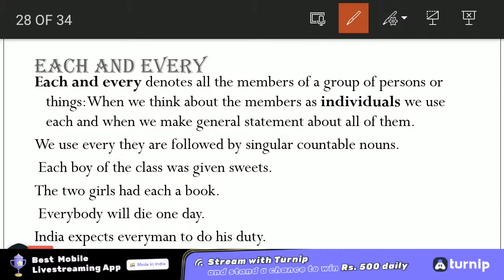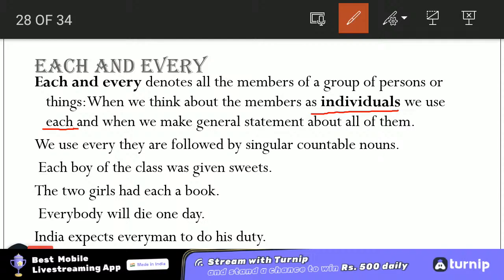If we are talking about the members as individuals, अगर मैं एक particular हर एक जने की बात कर रही हूँ, then I'll be using each. But if I'm talking as a complete category, then I'll be using every. For example, if I talk each of the students who have joined the live session, so I'm pointing to each one of you, so in that case we have to use each.